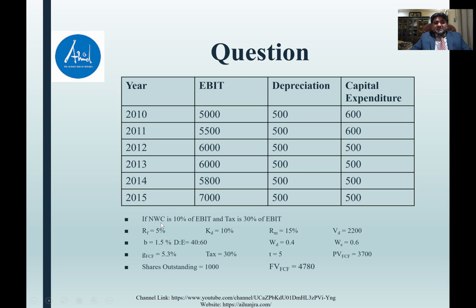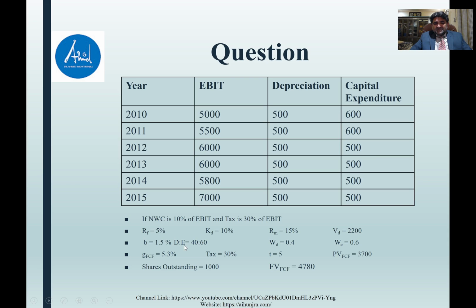So the net working capital is 10% of EBIT and taxes are 30% of EBIT. It's assumption-based data; I have assumed these values. The risk-free rate is 5%, cost of debt is 10%, and market risk is 15%, and value of debt I suppose is 22,000. Then the systematic risk is 1.5.